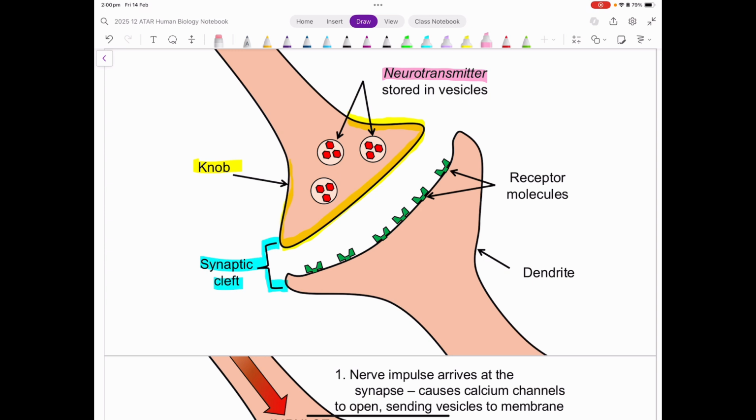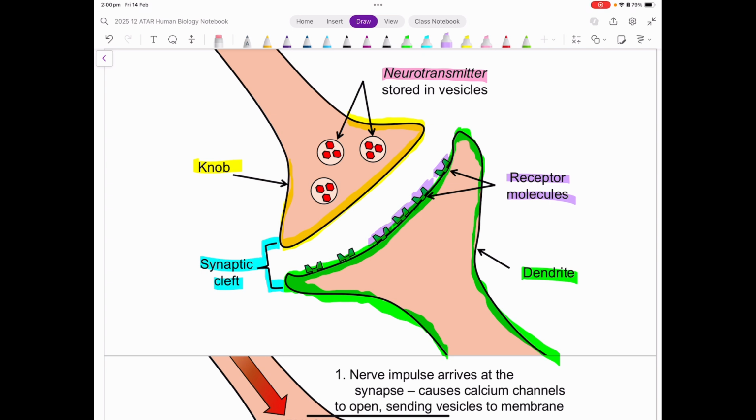On the other neuron, on that dendrite, so if I highlight my dendrite in green here, similar to our last diagram, this dendrite is attached to the next neuron, and attached to the dendrite we can also see these small receptor molecules. And if I highlight some of them in purple for us here, we can see the receptors on the surface of the dendrite.